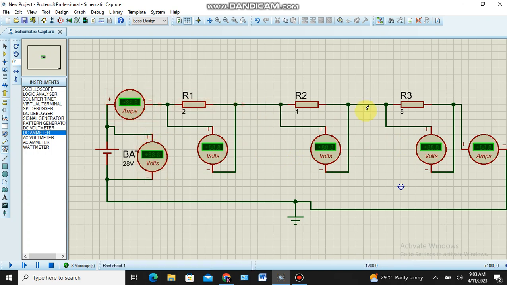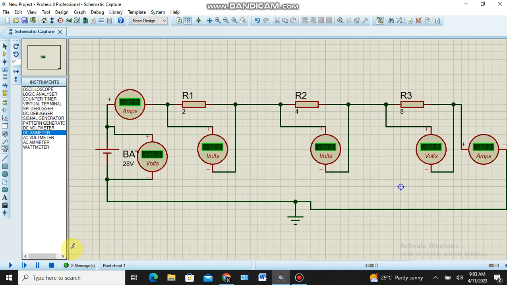Similarly, the current flowing in this circuit is the same. Whatever current enters the circuit, the same current will leave the circuit. So both ammeter currents will be the same. If you connect the ammeter here, the current will be the same; if you connect the ammeter here, the current will be the same. Okay, this is the concept.